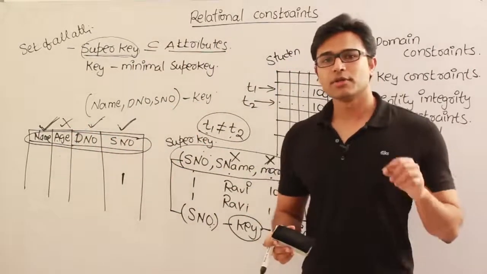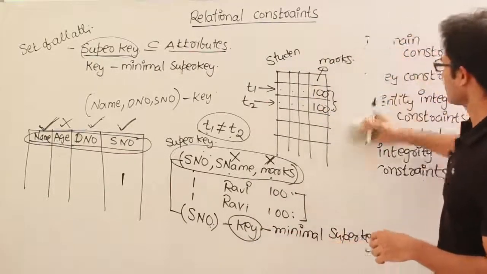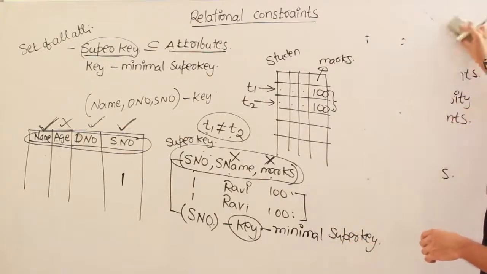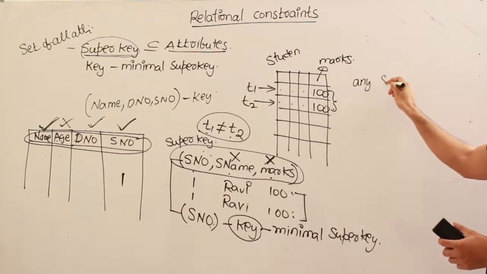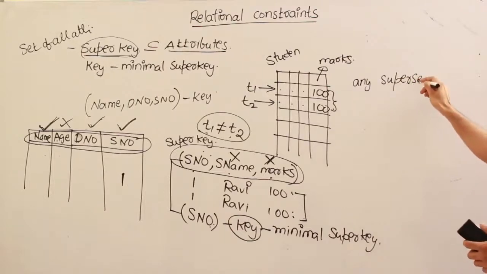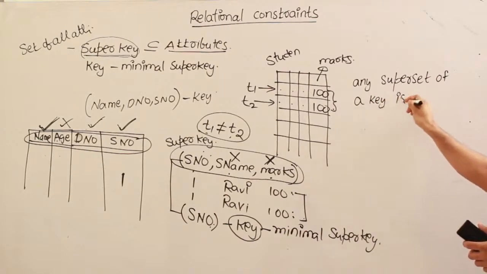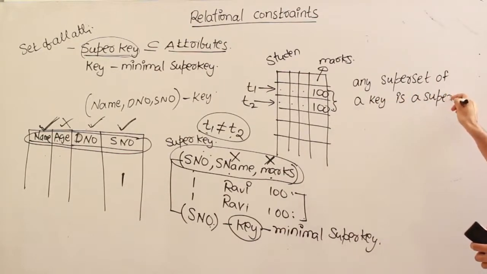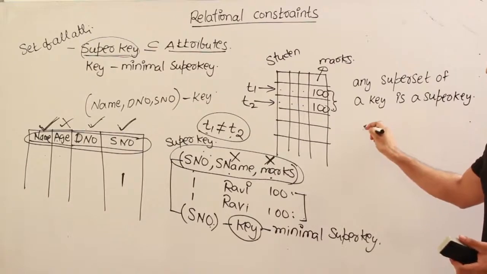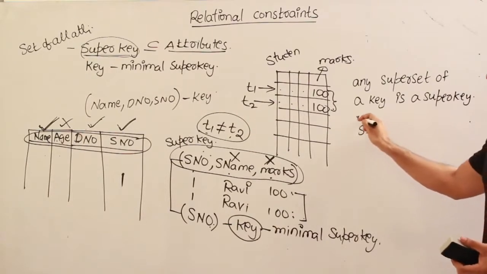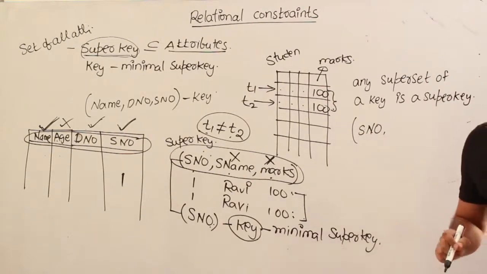Then what is the true relationship between a key and a super key? You can think of it this way. See this? I can write it as: any superset of a key is a super key. Think about it. So what I mean to say is, if you have taken student number as the key, then you can add any attribute to this key and you can make that combination a super key.